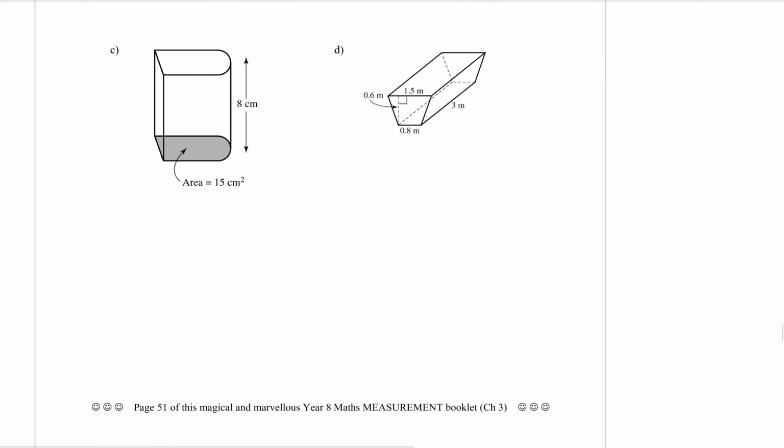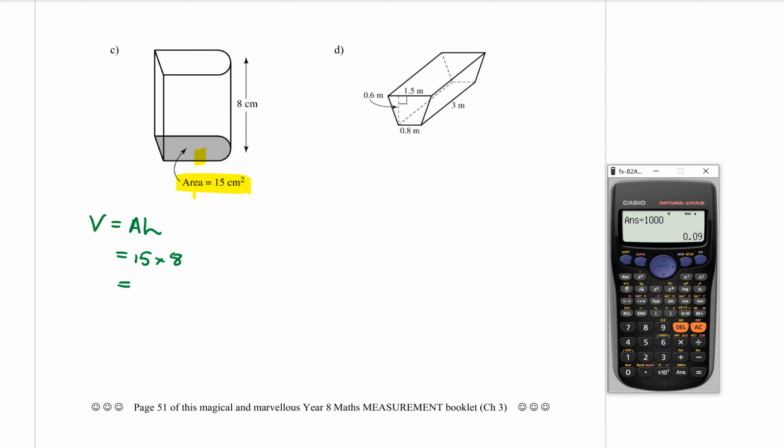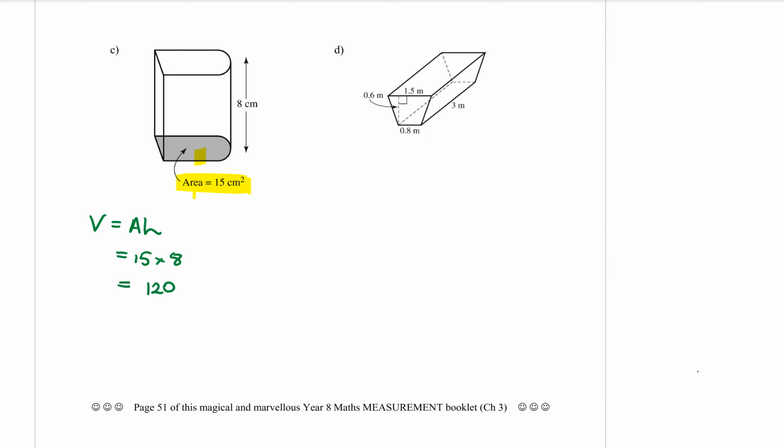Part C, to find the volume of that prism, we need V is equal to AH. Now, to help us out, this one actually gives us the area. I don't need to calculate it. It tells me that the area is 15 centimeters squared. So I can put that straight in for the A, and the H is the height going up, which is the 8. And when I times those together, 15 times 8 is 120 centimeters cubed.